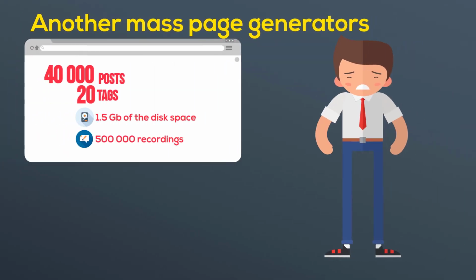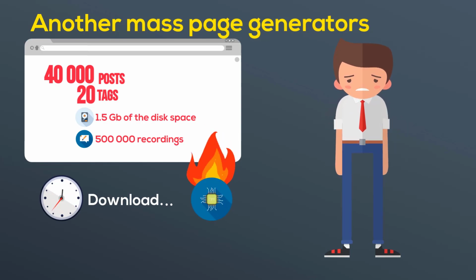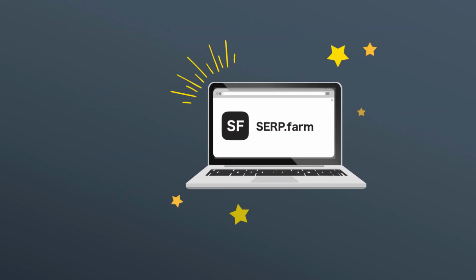And just imagine how long it will take to create so many pages. And don't forget about CPU. One virtual CPU will not be enough for even 5 websites with this kind of plugin. It means that you'll have to spend a lot of money on the cloud server to create 50 mass page generated websites. With serp.farm, you won't have to.